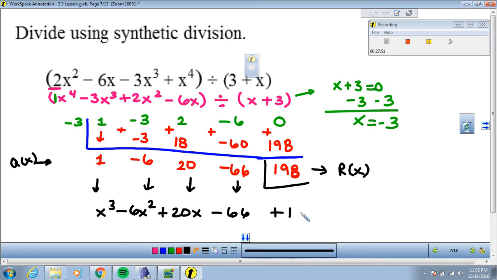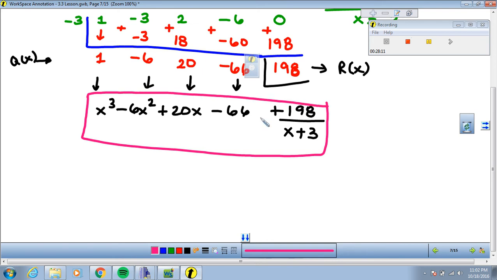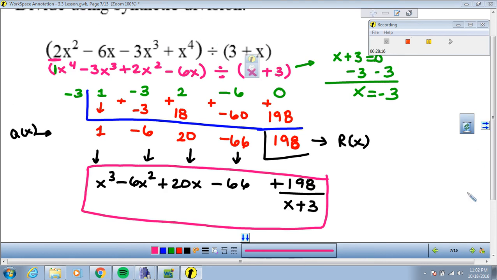Plus 198 plus the remainder over the divisor. The divisor being x plus 3. The expression you were dividing by, not just the negative 3. And that's what it is. Okay. So that's it for that one.